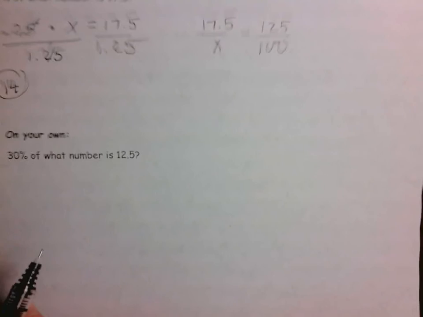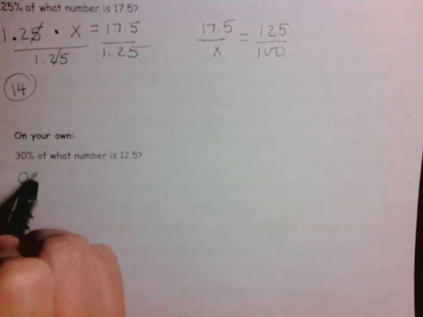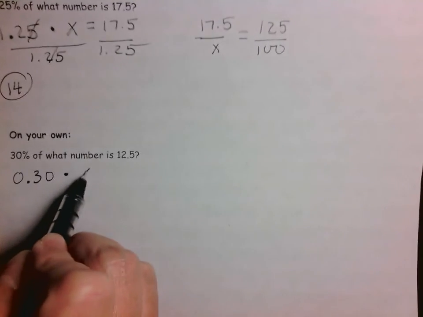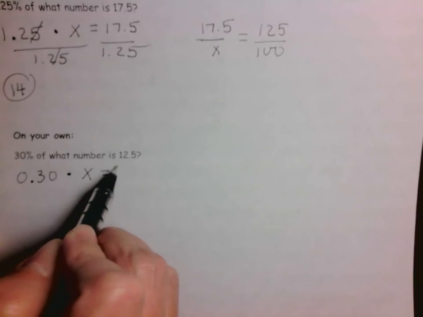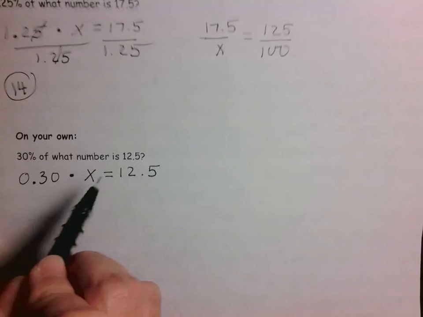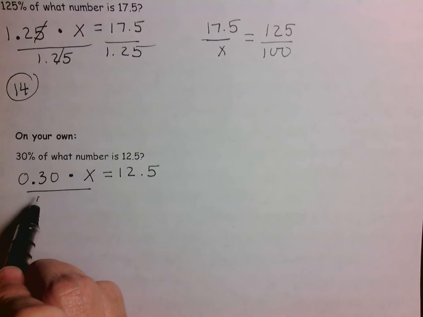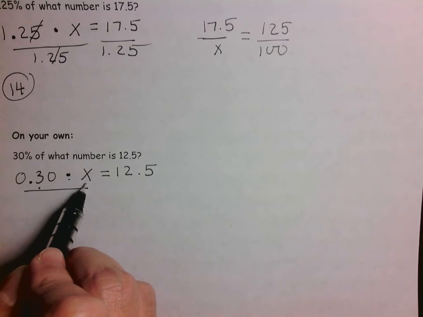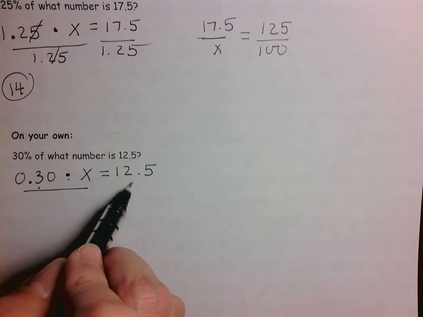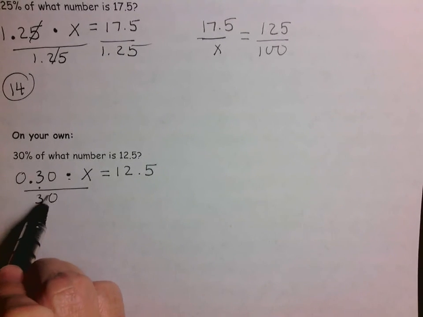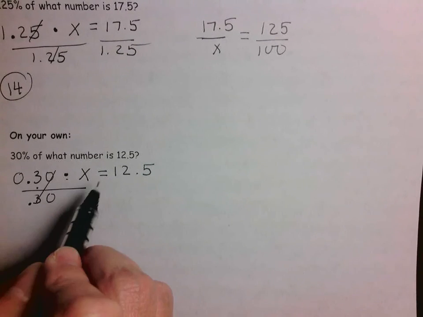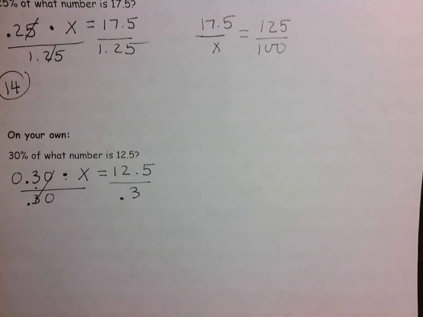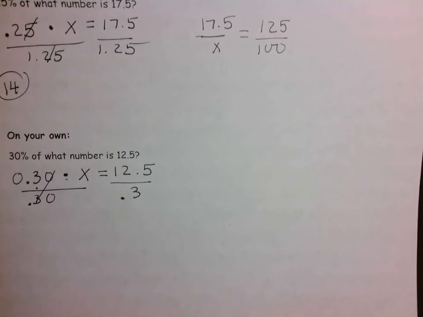Okay, 30% expressed as a decimal of what number is 12.5? And so then let me just read that one more time so you see it. 30% of what number is 12.5? And so then I divide both sides by 0.30. And when I do that, I get about 41.7 approximately.